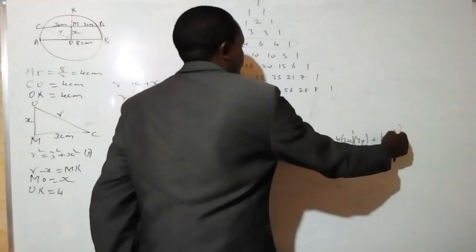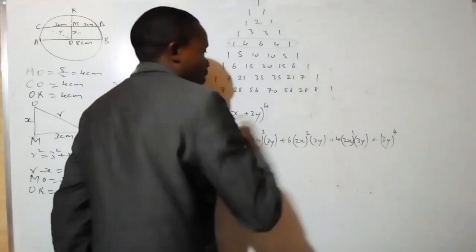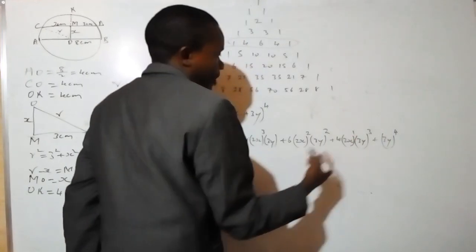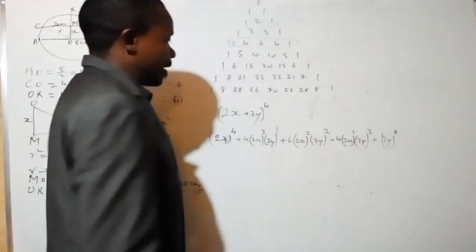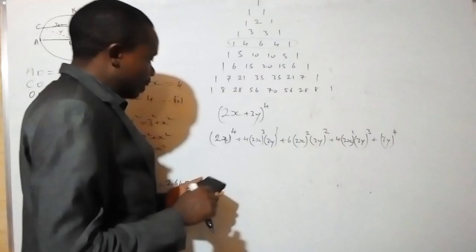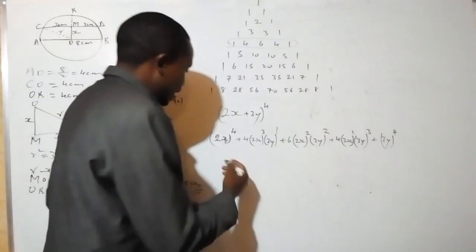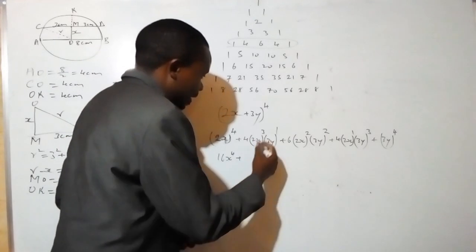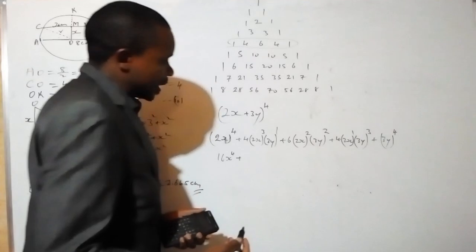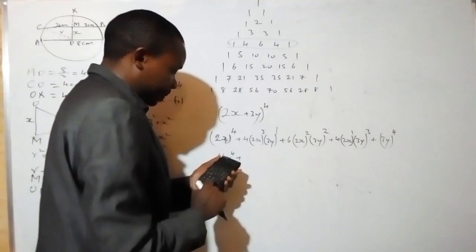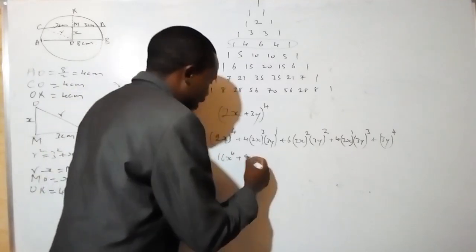For 3y, we are going to start with 4. Then we descend from right to left: 4, 3, 2, 4, 3, 2, and 1. Thereafter we can expand. 2 raised to the power 4 is 16. x raised to the power 4 is x to the power 4. Then plus 2 raised to the power 3 is 8. 8 times 4 is 32, times 3, we get 96 x cubed y.